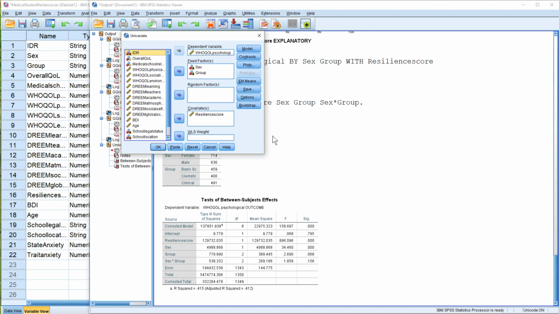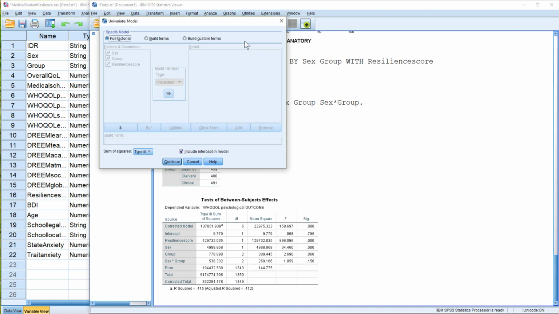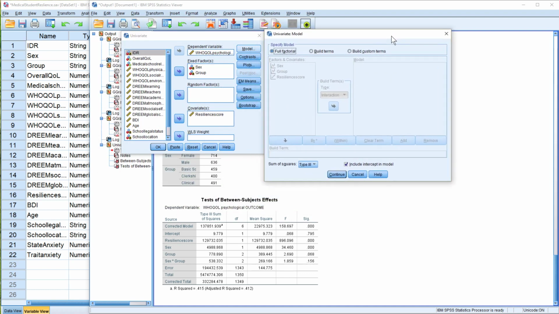Now, we're not interested in that term, so we can take that out, and that's underneath the model box. And you'll see here that by default it says full factorial model, and that just means chuck everything in, including all the interactions. Let's build the terms. So what I would like to do is, I still want to keep all the variables, but I just don't want the interactions. So we call that the main effects. So we're going to put in all our factors and covariates, but just the main effects.